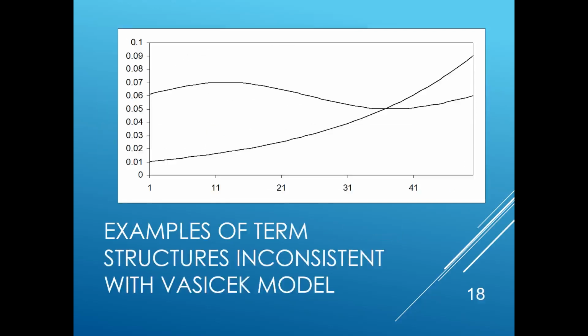Now, some examples of yield curves that are not going to fit. So this one has 2 humps, so it's not going to be able to fit it. And this one increases forever, so it's not going to be able to fit any of these 2 term structures. So you have to watch out for that before you decide to use the Vasicek model.